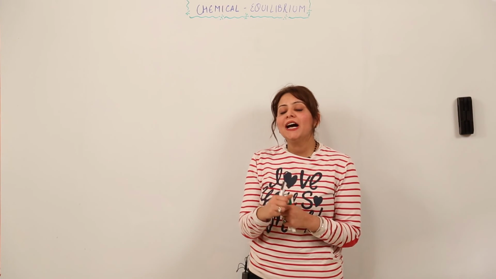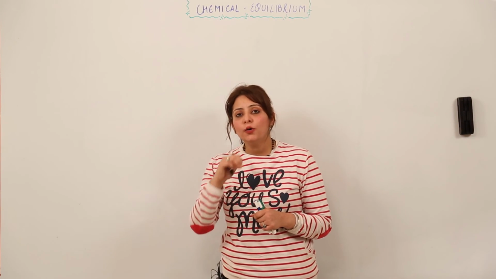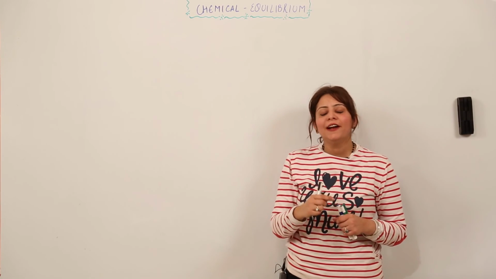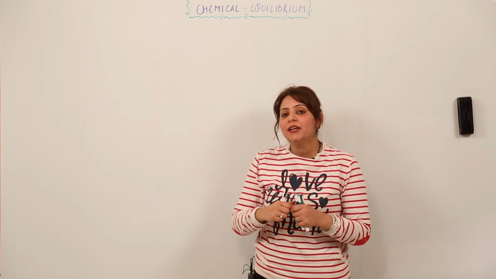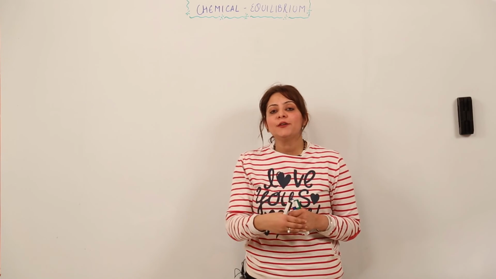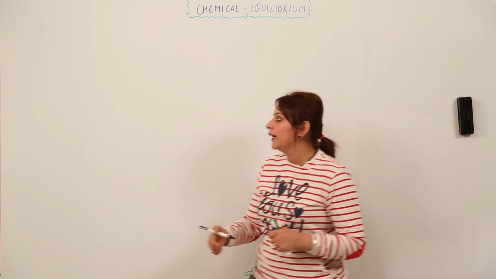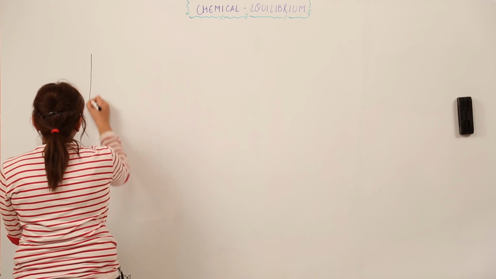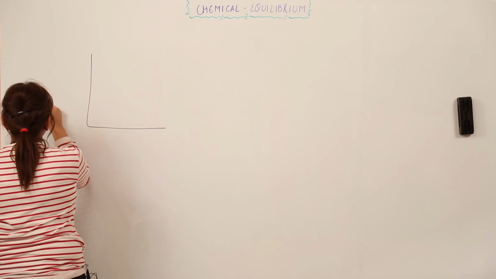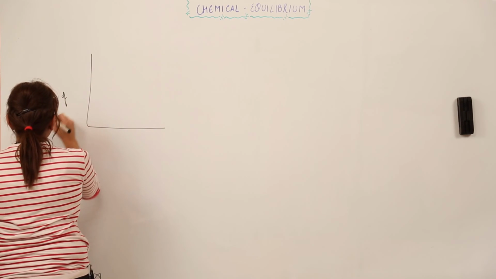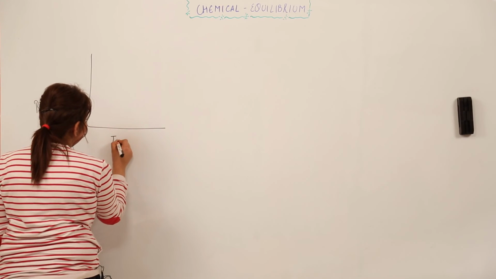Now, if somebody asks you a question about how you are going to make a graph, or how you are going to indicate the rate of reaction with respect to time, just look at the board to see how you are going to write that. This is in the case of chemical equilibrium, right? So I have rate of reaction versus time.